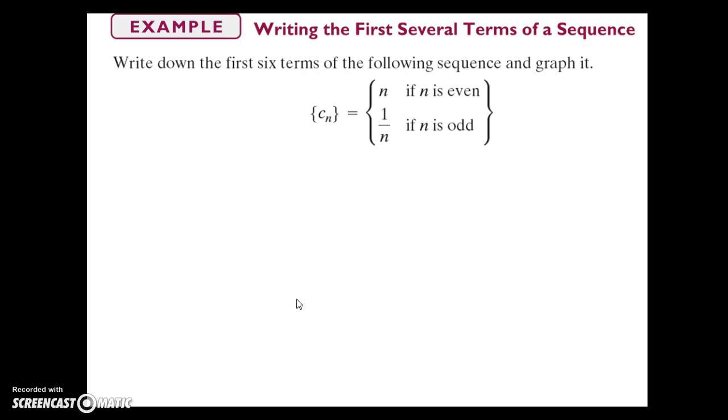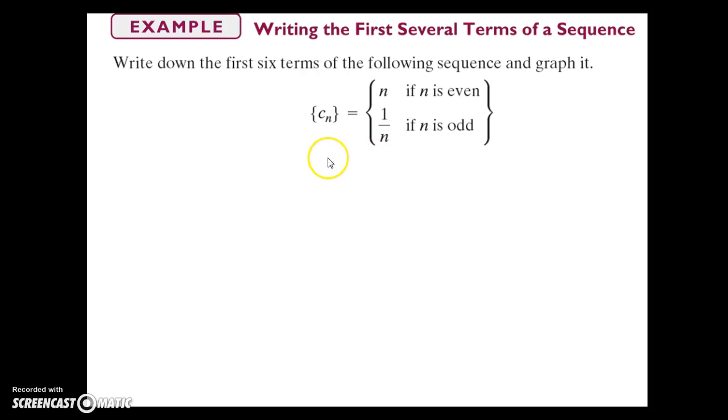Alright, here's another sequence, c sub n, and this is kind of a step function. The formula is basically, the sequence of the first, second, third terms is going to be whatever n is if n is even, and it's going to be 1 over n if n is odd. So let's take a look. Let's plug in 1. Remember, positive integers. Well, 1 is not even, it's odd. So we'll plug in a 1 here. What's 1 over 1? 1.